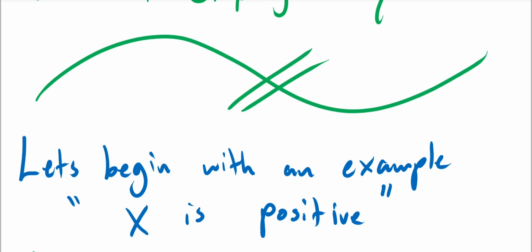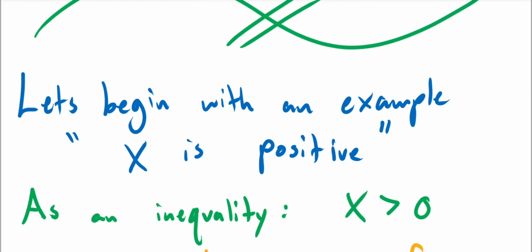So let's begin with an example of an inequality. X is positive, all right? So first we need to translate this into an inequality. Think about how that might look. So the positive numbers are all those numbers greater than 0. So we can use a greater than symbol in this way. We could have also said that 0 is less than x. That would have been equivalent.